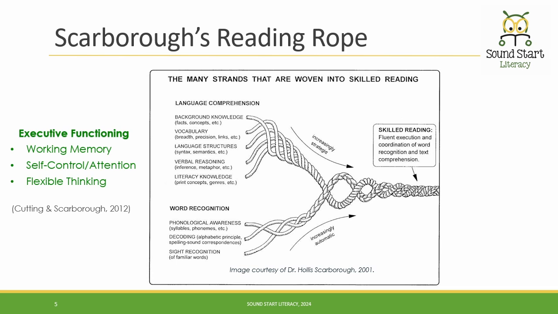Since the reading rope graphic was originally created, more research has also been done about the role of executive functioning in reading comprehension. Now, what we mean by executive functioning is our ability to control our thinking, sustain attention, think flexibly. Our working memory is also part of this. And so later on, as there's been more research, Dr. Scarborough also has written about the role of executive functioning, and there have been many more studies done since the reading rope was originally published. But that executive functioning piece is also critical when it comes to successful reading.